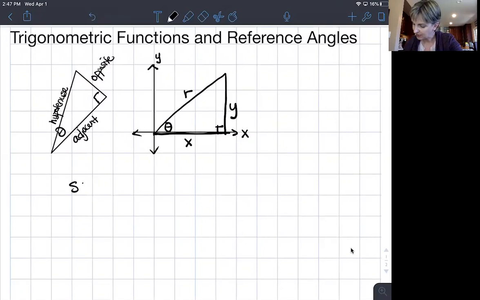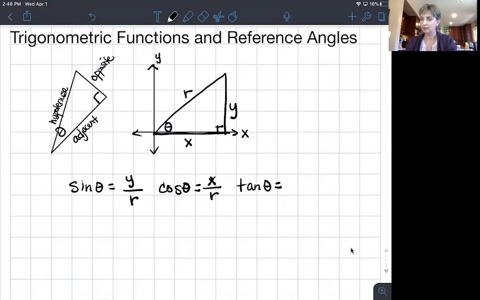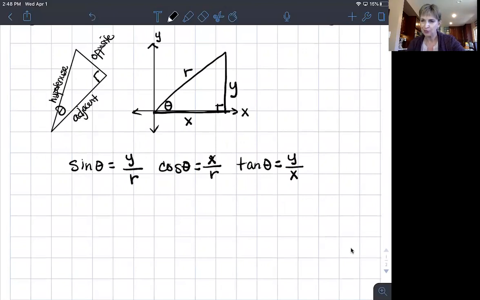So if we talked about sine of our angle, instead of opposite over hypotenuse, we would now call it y over r, right? And for cosine, instead of adjacent and hypotenuse, it would now be an x and an r. And your tangent, instead of being opposite over adjacent, it would now be a y and an x, right? So we're just changing our letters, basically, that's all, and just putting it down in terms of our coordinate plane, okay?